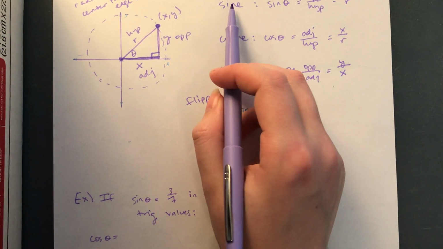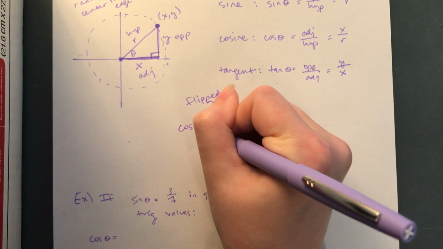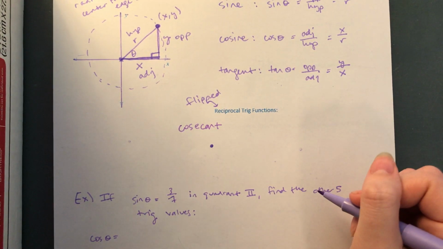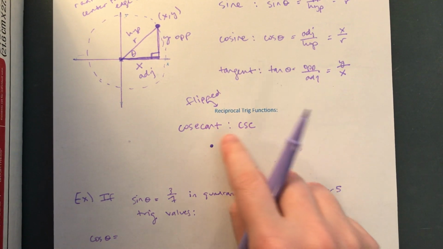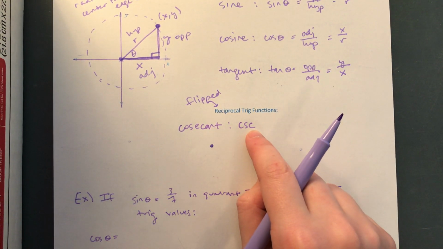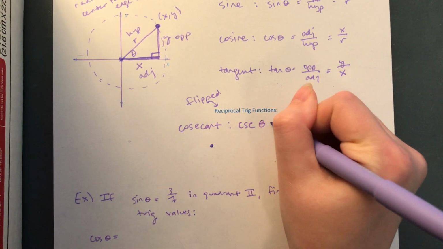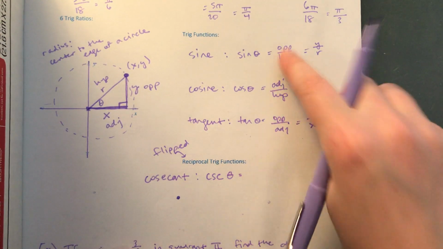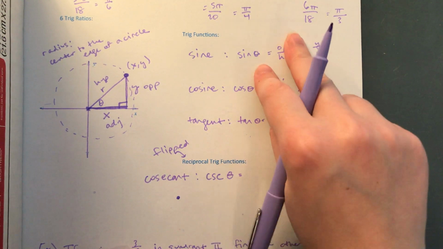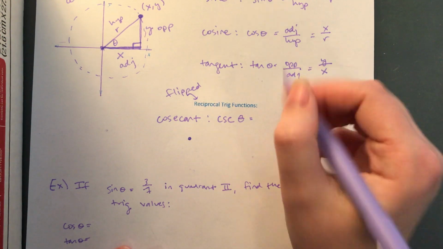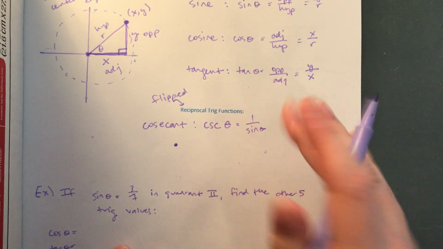So sine's buddy is called cosecant. The abbreviation is CSC. So cosecant theta, so cosecant of an angle, is 1 divided by sine. So when you do 1 divided by sine, that flips it. So it makes the reciprocal. So it's 1 divided by sine theta, which really just means you're just flipping it.